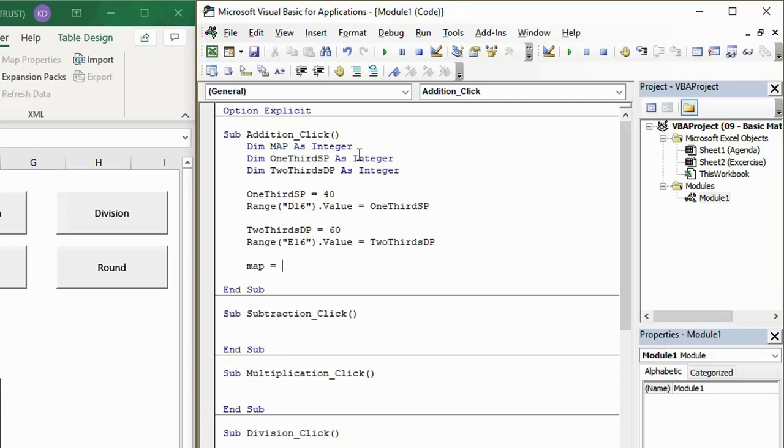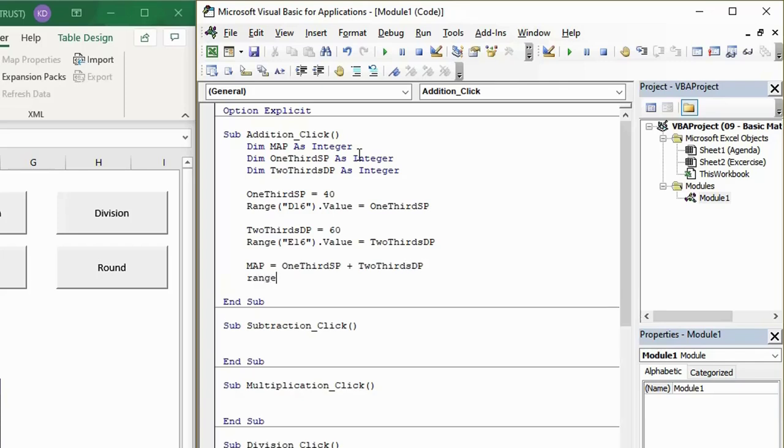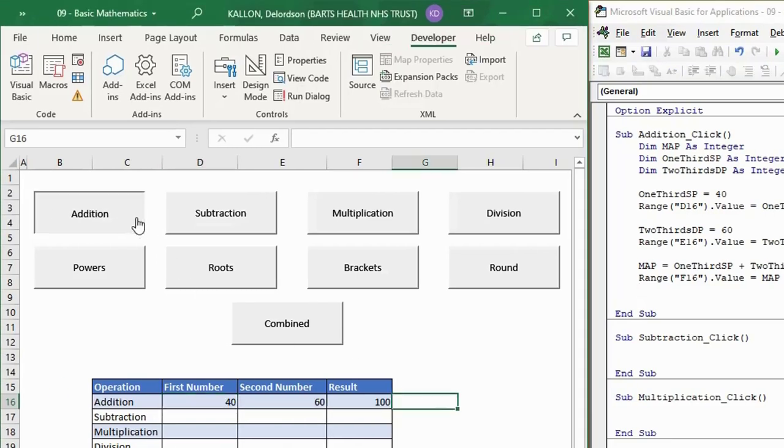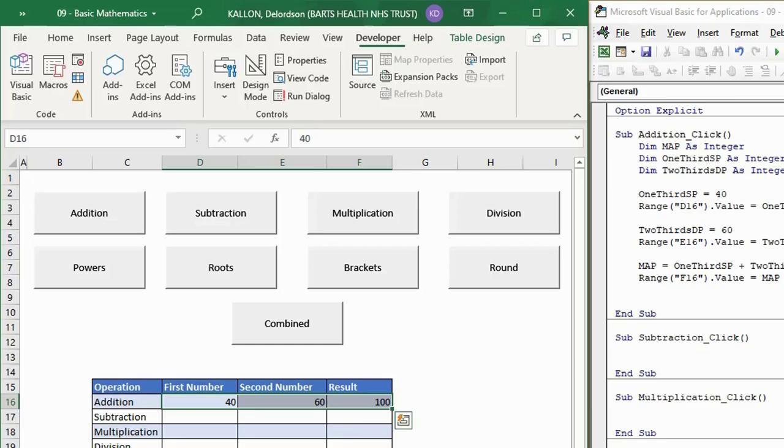And we calculate mean arterial pressure as equal to 1/3 systolic pressure plus 2/3 diastolic pressure. Let's write the result out to Excel. Let's run the code and see the result. And as you can see, we get 100 as expected.